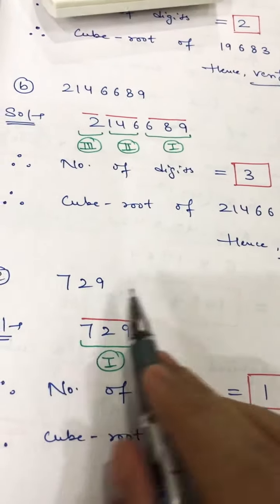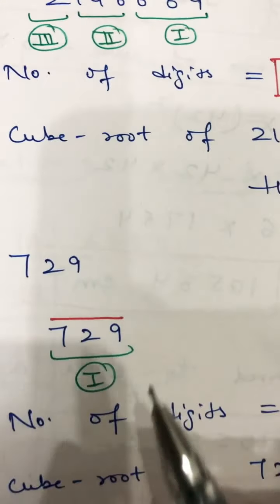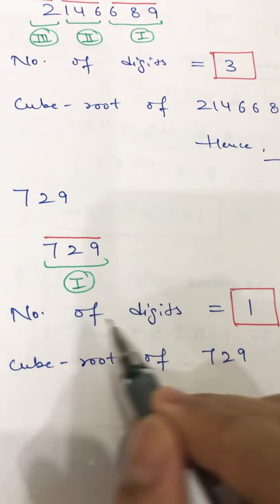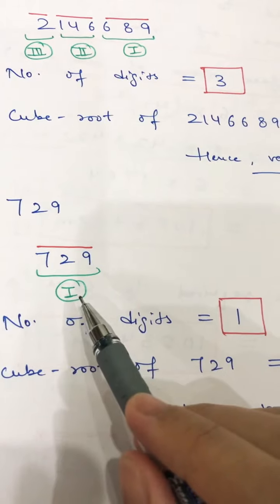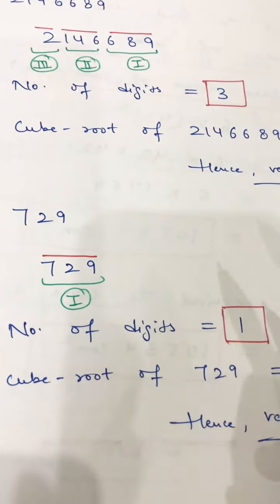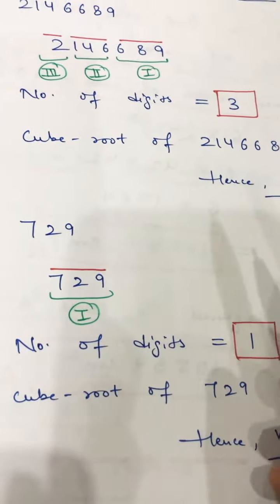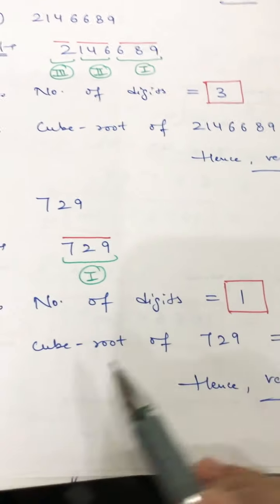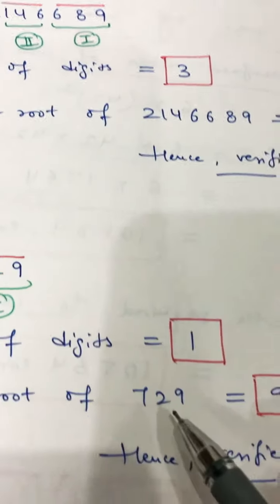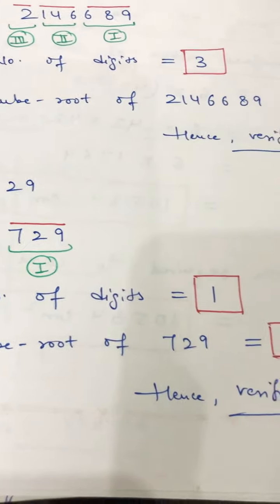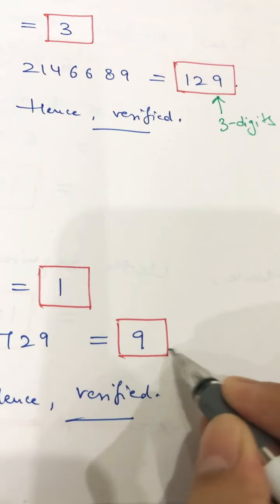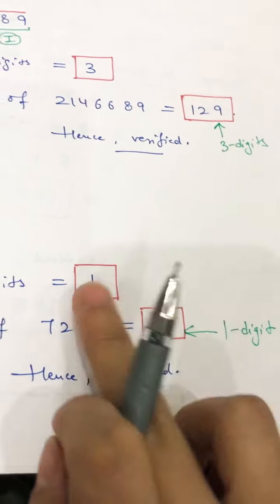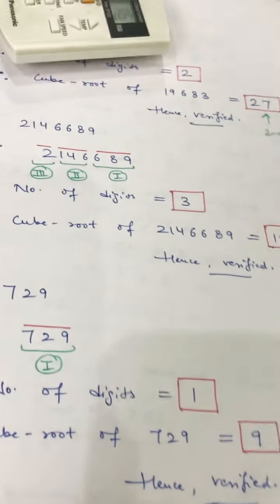C part is 729. There are only 3 digits, so only 1 bar will come. So only 1 group will be there, so the number of digits will be 1. If there are 2 groups, then the number of digits will be 2. If there are 3 groups, then 3. If there is 1 group, then 1. So the cube root of 729 is the cube of 9, obviously. So how many digits are there? Only 1 digit. So you have matched. Both answers are matching, so hence verified.